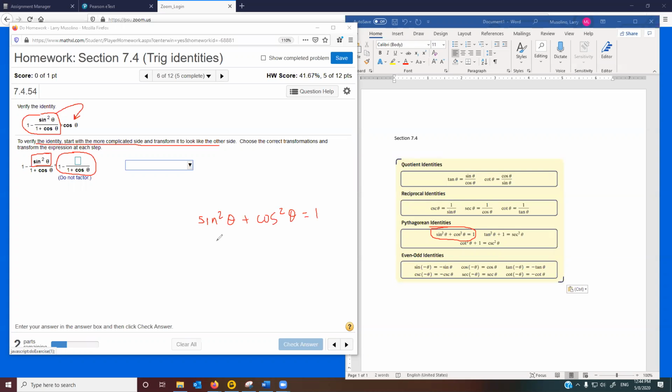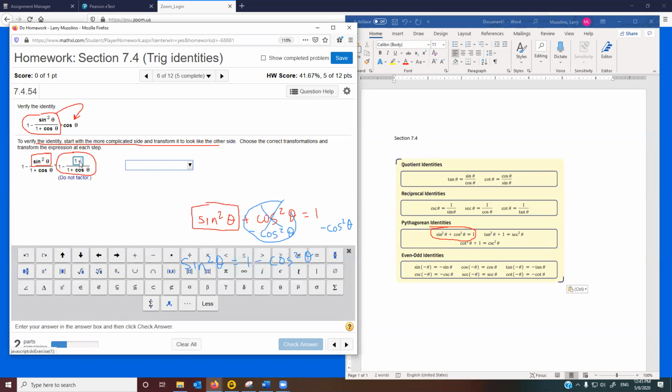But I want to replace sine squared theta in that answer box. So let me get sine squared theta by itself. I'm going to subtract cosine squared theta from both sides. If I do that, I'm ending up with sine squared theta equals 1 minus cosine squared theta. That gives me the answer I should put in that answer box. It's going to be 1 minus cosine squared theta. So let's do it.